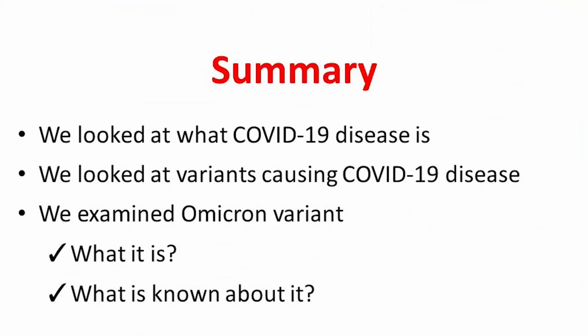So in summary then, we have looked at what COVID-19 disease is, and it is caused by the coronavirus. We have also looked at the various mutants that have happened so far, beginning with alpha, beta, gamma, and delta. And now the new variant that we are calling Omicron, and why it is called Omicron. We've looked at what it is, and we've discussed what is known so far about it, even as we continue to get more information and studies are ongoing.